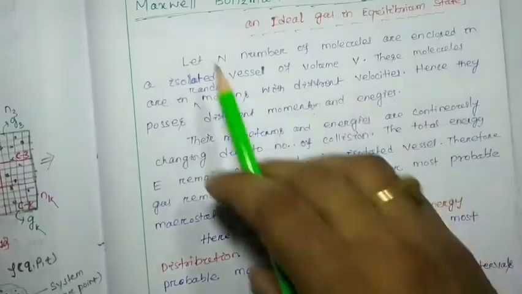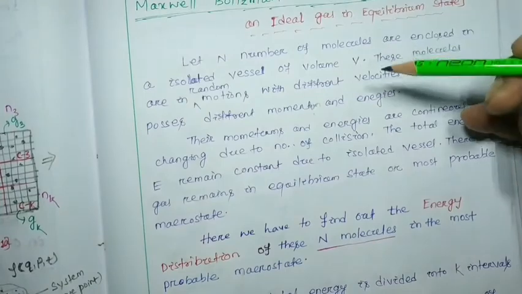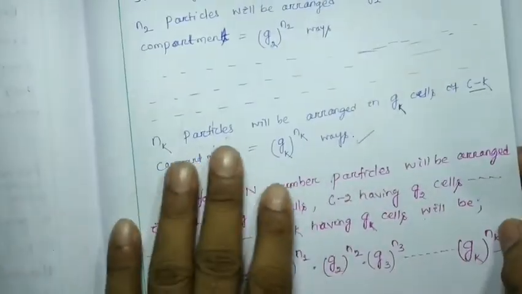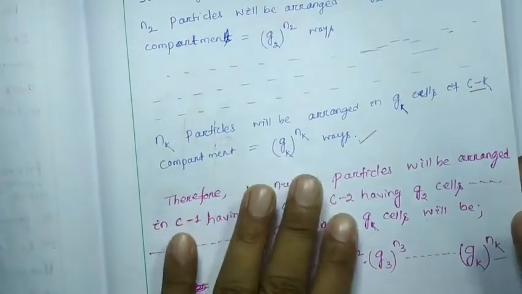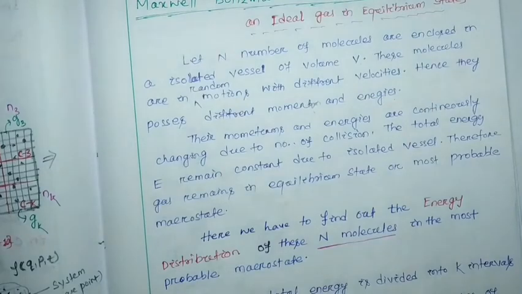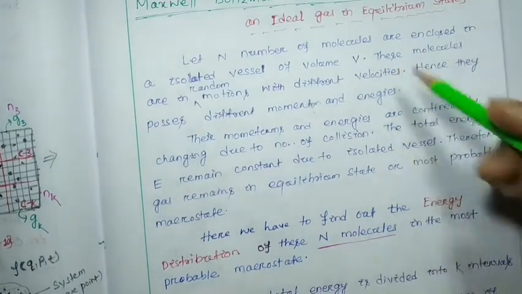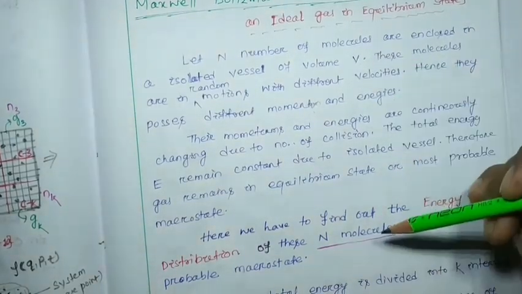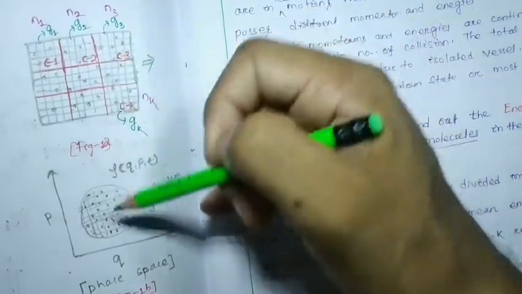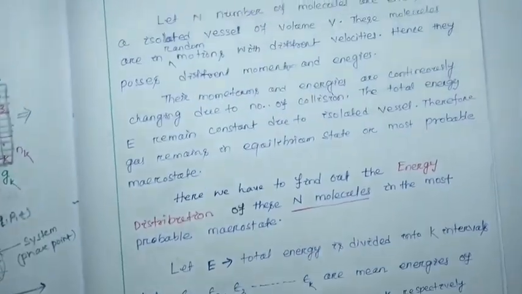This is the Maxwell Boltzmann distribution. Whenever it is asked, you have to write from here. This is one example of whatever we explained. Whenever this question is asked in the exam, for that question you have to write from here systematically. I am suggesting that you have to draw the figure also.